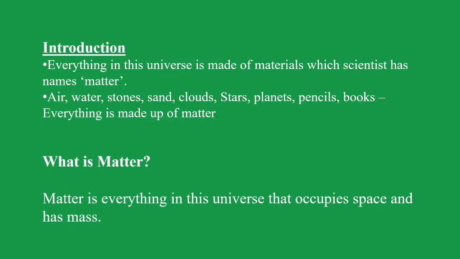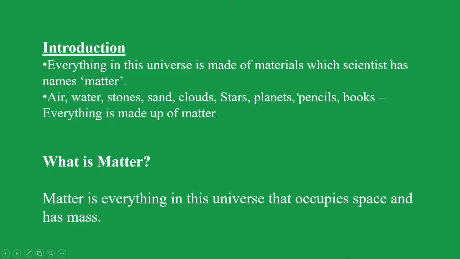Today we are going to learn Class 9, Chapter 1, Matter in Our Surroundings. I hope you all have some ideas about matter from Class 9. See, everything in this universe is made up of materials which scientists have named matter. That means whatever we see around us is made up of matter: air, water, stones, sand, clouds, stars, planets, pencils, books, everything.